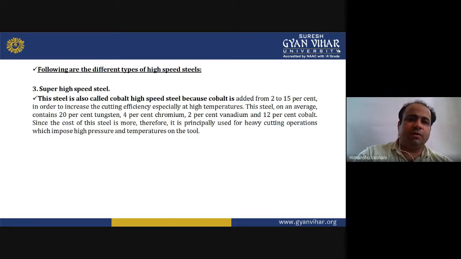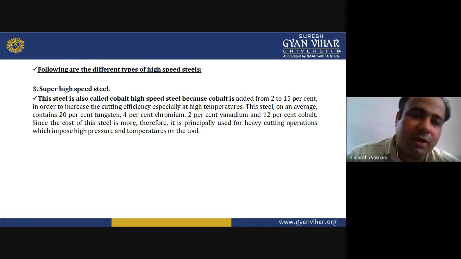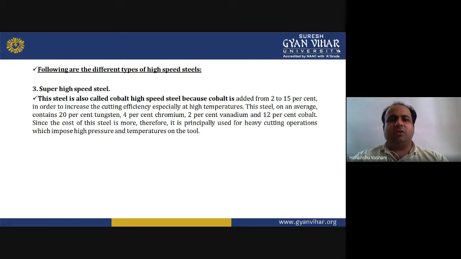Okay, then let's go for the third kind of high speed steel, that is the super high speed steel. This steel is also called cobalt high speed steel, because cobalt is added from 2 to 15% in order to increase the cutting efficiency, especially at high temperatures. So if you want to do cutting or machining at high temperatures, you may use super high speed steel. This steel on average contains 20% tungsten, 4% chromium, 2% vanadium, and 12% cobalt. Since the cost of the steel is more, it is principally used for heavy cutting operations which impose high pressure and temperatures on the tool.